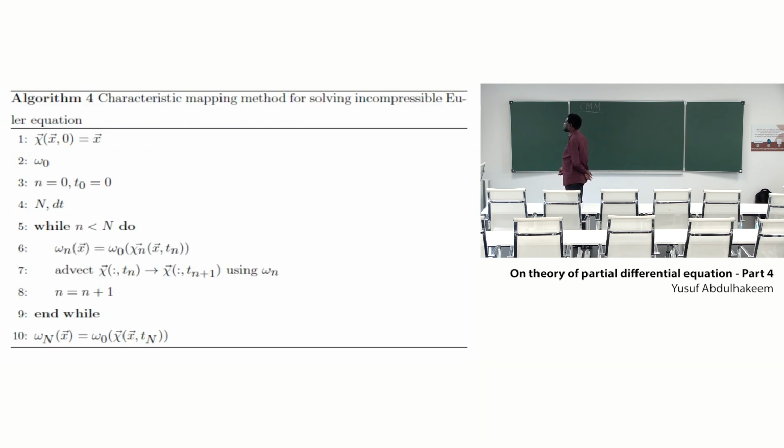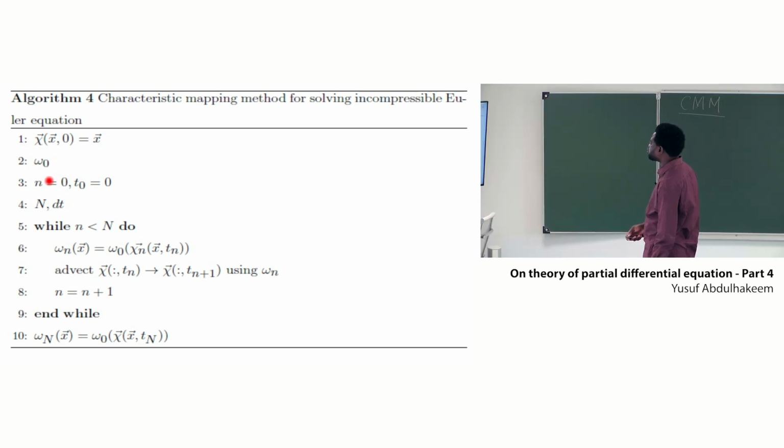So this is the algorithm. You can see this is the initial condition here, which is the identity map that we discussed. And then this is the vorticity, the initial vorticity. Then we choose n to be equal to 0, and t naught, that is the initial time, is taken to be 0. And then this is the number of time steps the system is going to run, and then we have dt here. So while n is less than this number of time steps, the computer should carry out this set of instructions. That is, this is the vorticity, it should carry out this. Already we know what this is because this one is given from here.